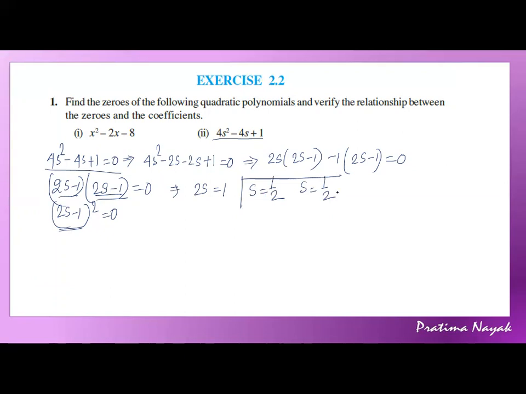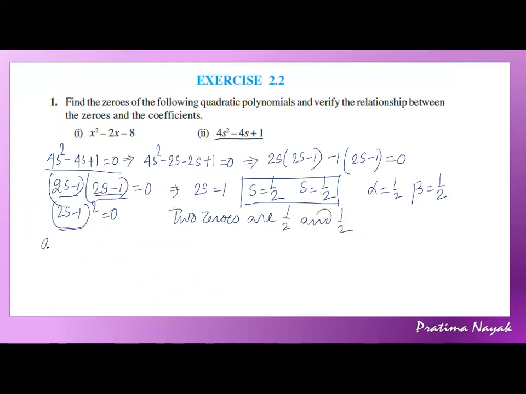So one is your alpha, one is your beta. Alpha is half, beta is also half. So we got two zeros. When you get a whole square or the same factor, we get equal zeros. Zeros are equal to each other. The two zeros are half and half.